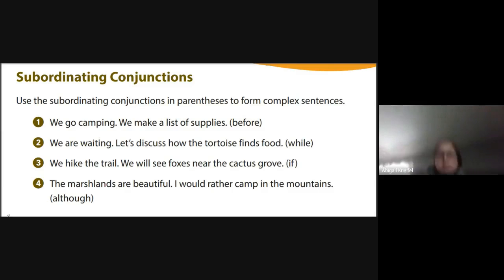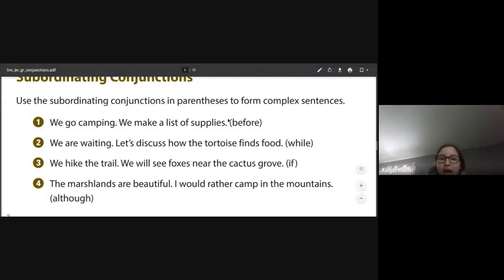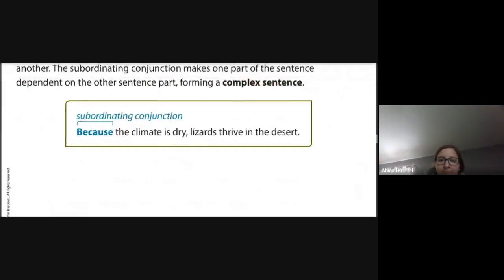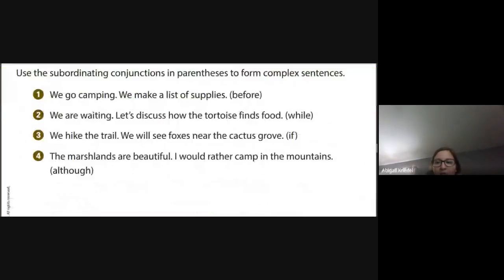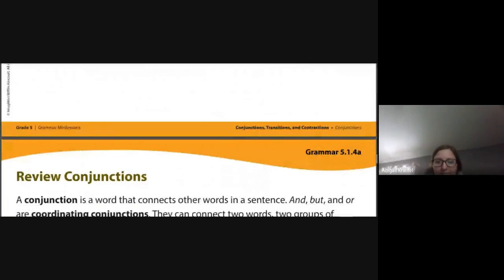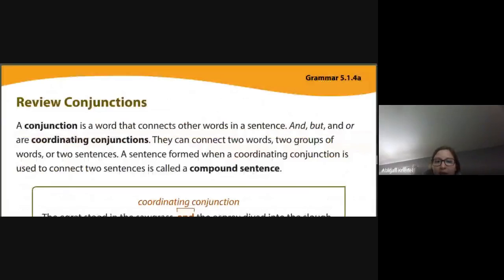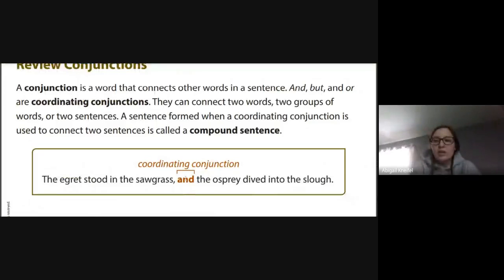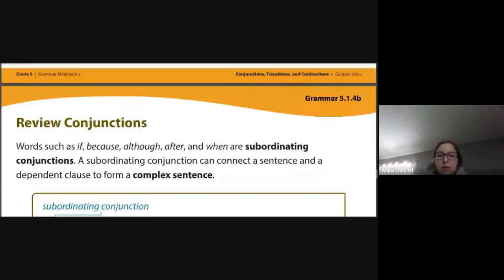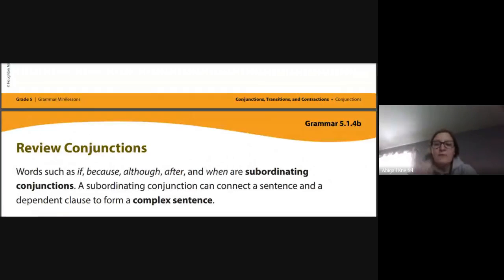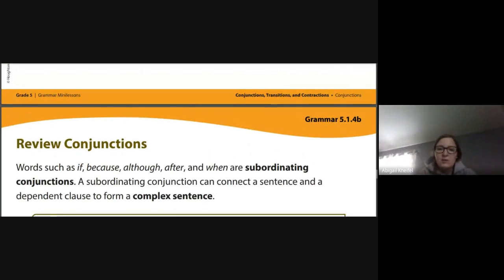Okay? So some examples of subordinating conjunctions are because, like in our example up here, before, while, if, and although. All of those can be subordinating conjunctions. So remember, a regular coordinating conjunction, the ones we talked about, were and, but, and or. And you add the comma, and then you add them just to form the sentences together. And then some subordinating conjunctions that we talked about are if, because, although, after, and when. There are other ones, but those aren't going to be the ones that we focus on.